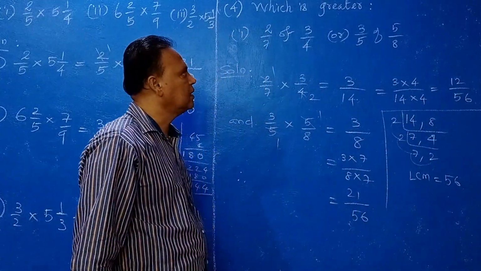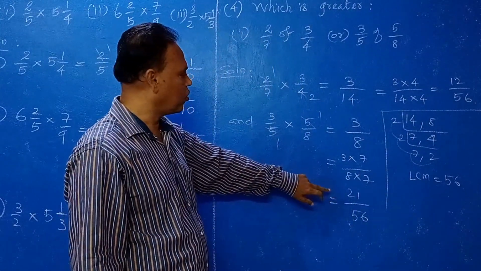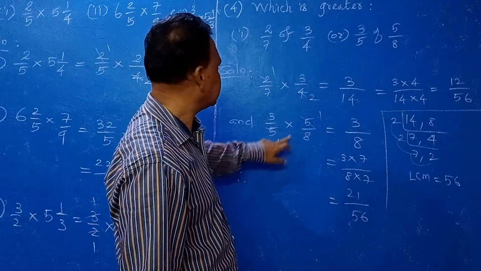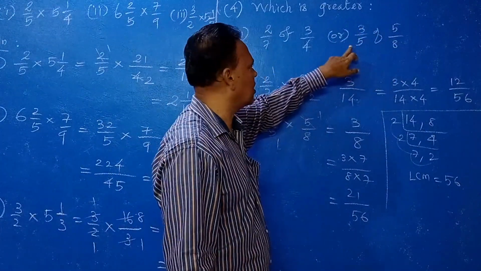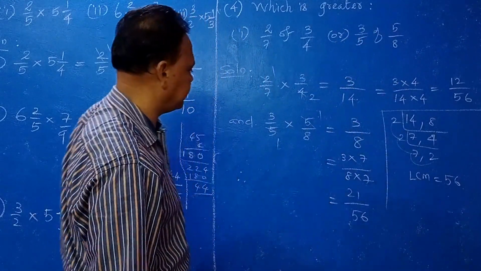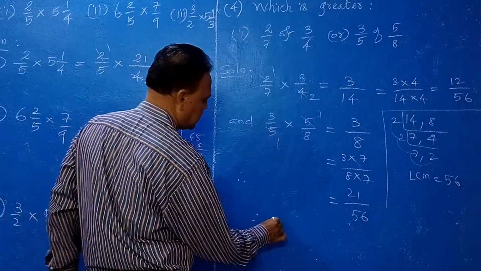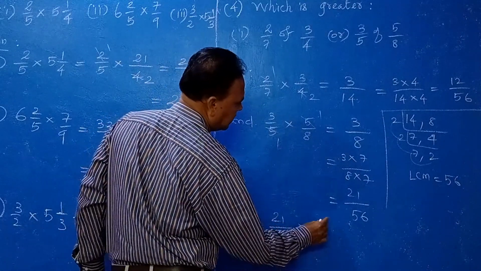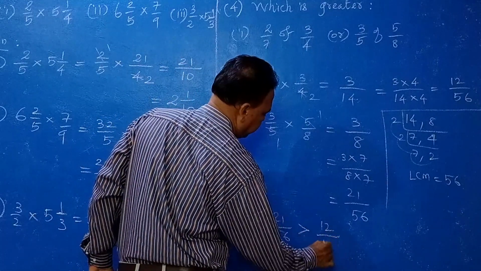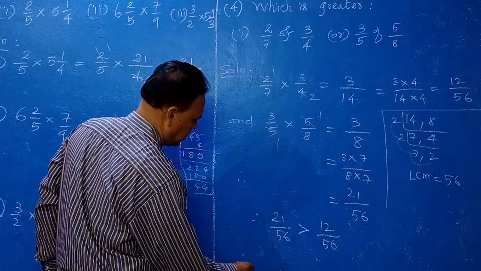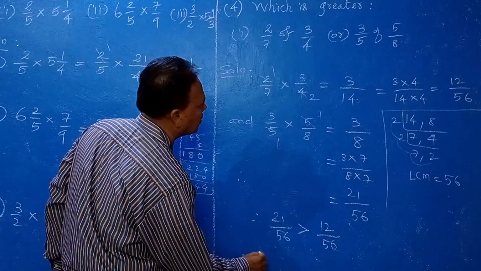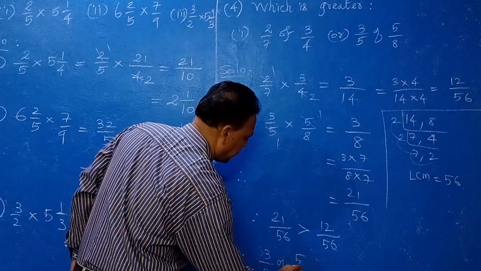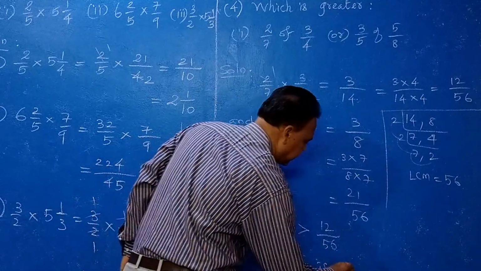21 is greater. Therefore 21 greater means, that second one is the greater part. Okay, therefore since 21 by 56 is greater than 12 by 56, therefore 3 by 5 of 5 by 8 is greater.